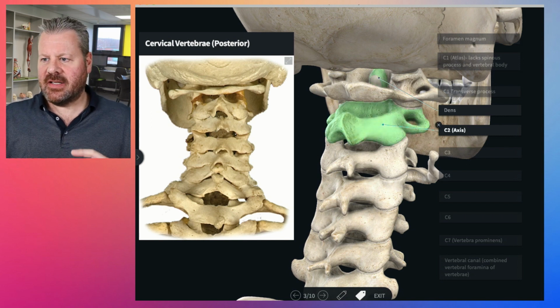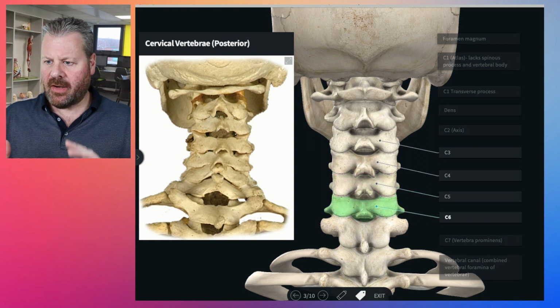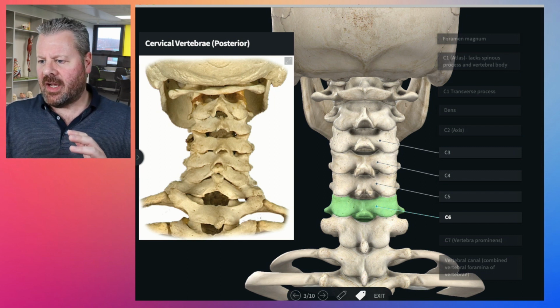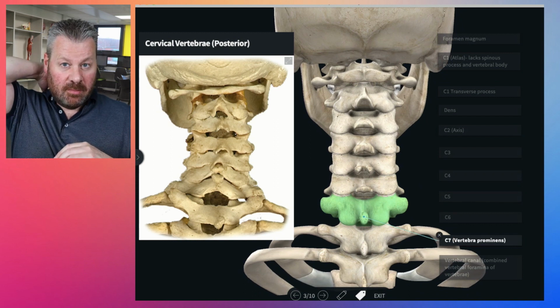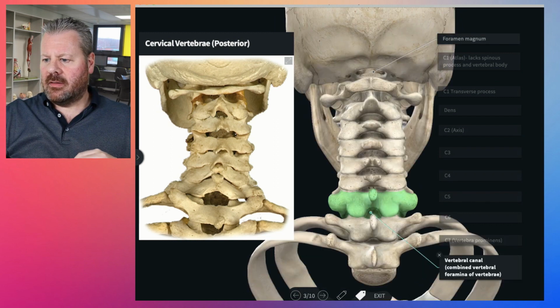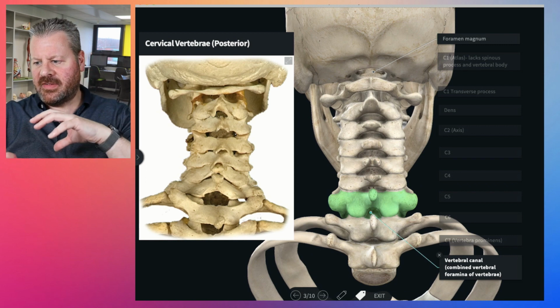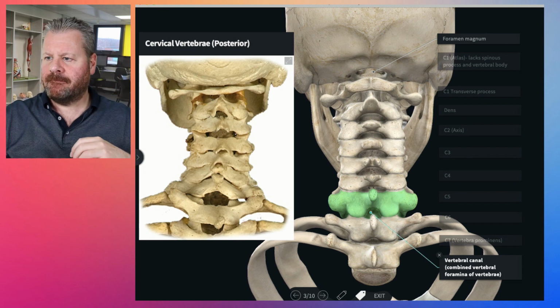C2, which is the axis, so we've got atlas and axis, which are the first two. Then we move through C3, C4, C5 and C6, which are fairly comparable. You'll notice that there's a bifid spine, slightly different shape to the spinous process. And then we have C7, which is very prominent and is very easily palpable at the back of your neck. In the centre there, you can see the vertebral canal, or the central vertebral foramen where the spinal cord is coming.